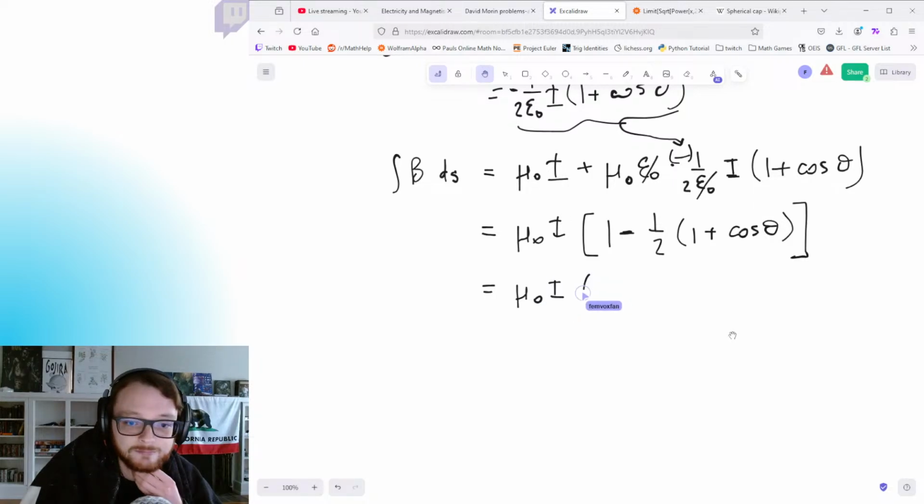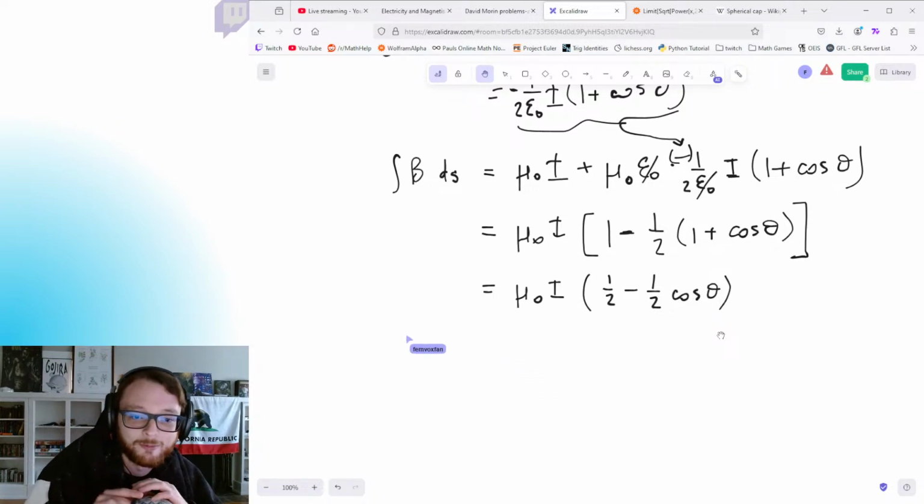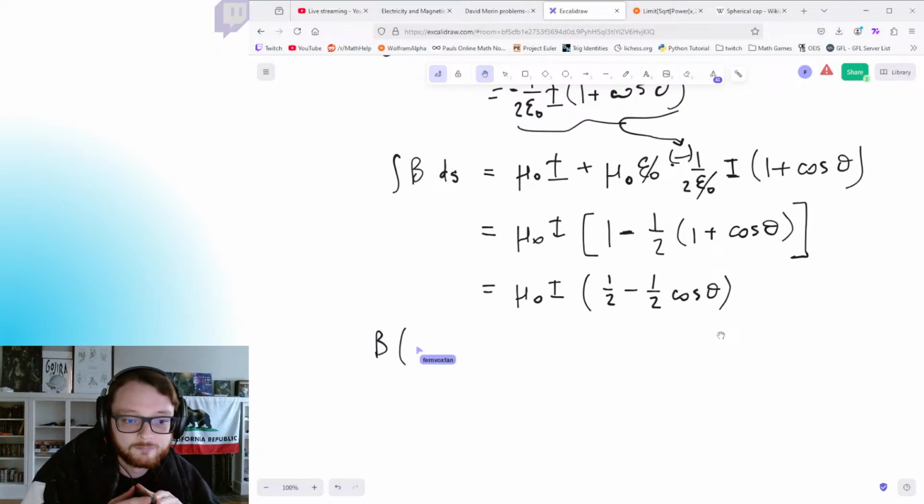Mu naught I times 1/2 minus 1/2. Is this right? Seems promising. Yeah, I think you did it. Because the left-hand side will get what we want. Because the integral B dot ds is what? It's b times 2 pi times the little b. Is that what it was? Yeah.